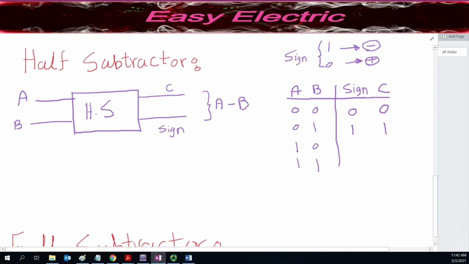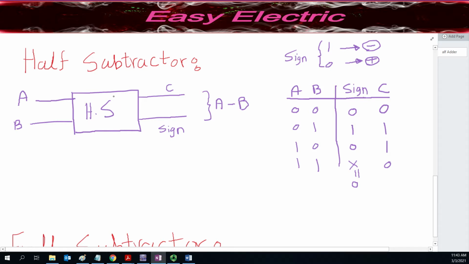How about next? This is 1, this is 0. 1 minus 0 is positive 1. For that reason, the sign is 0 and C is 1. And whenever you have both 1, 1 minus 1 is 0. Again, it doesn't matter. You could put X, which means 0 or 1, because whenever you have 0, the sign doesn't matter. Definitely 0 is neither positive nor negative. But based on the circuit that we have inside, that circuit gives us a 0. Okay, so this is how the half subtractor should work.